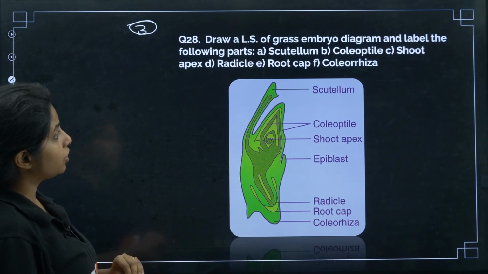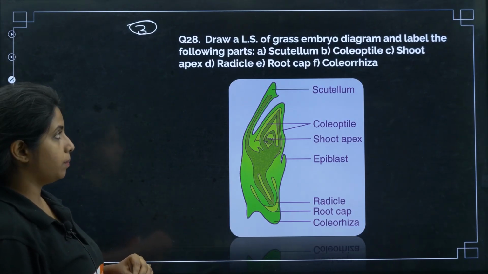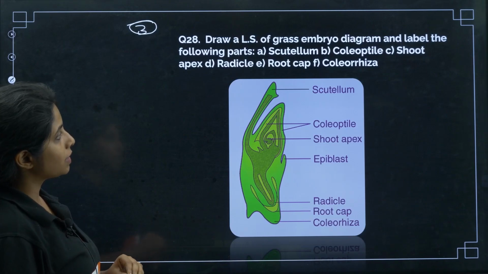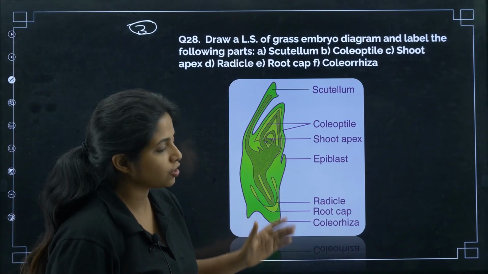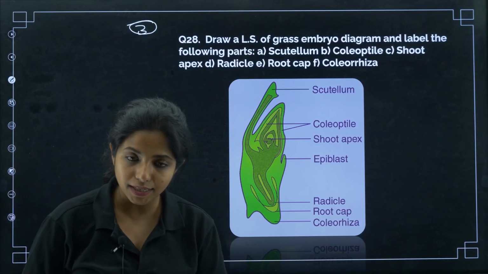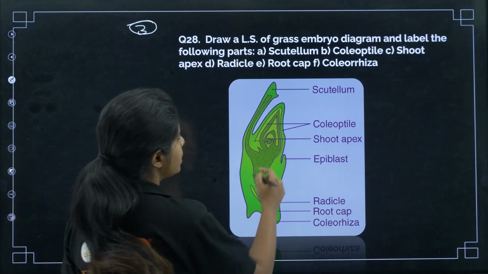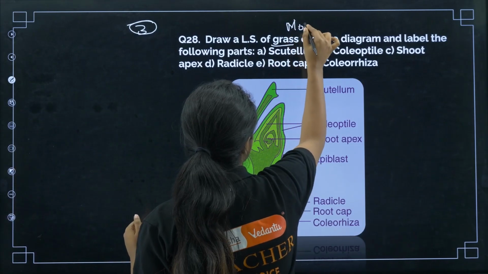So, draw a LS of grass embryo diagram and label the following parts: scutellum, coleoptile, shoot apex, radicle, root cap and coleorhiza, my dear children. So, over here everything is being mentioned, but you need to have a basic understanding of this. Now, grass embryo, as in you are talking about monocots.